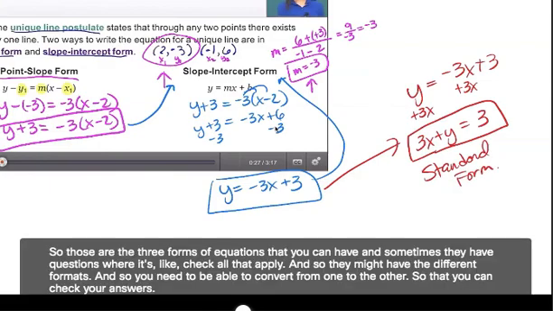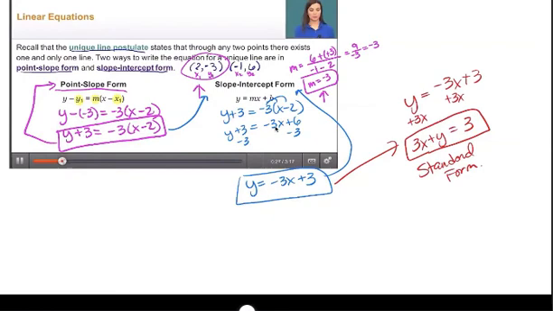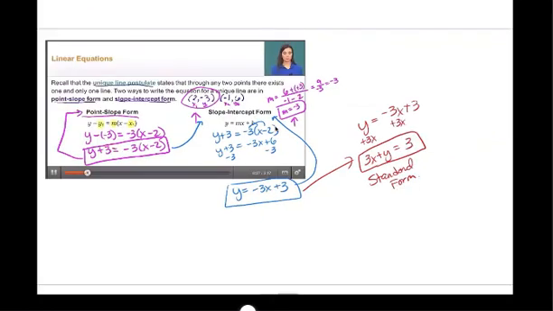So those are the 3 forms of equations that you could have. And sometimes they have questions where it's like check all that apply, and so they might have the different formats, and so you need to be able to convert from one to the other so that you can check your answers. All right.